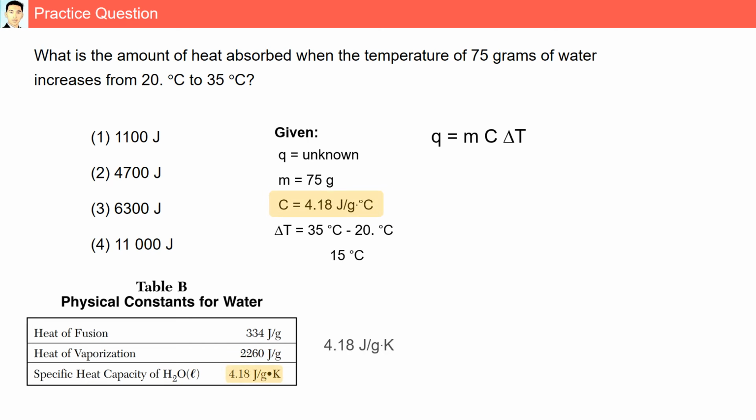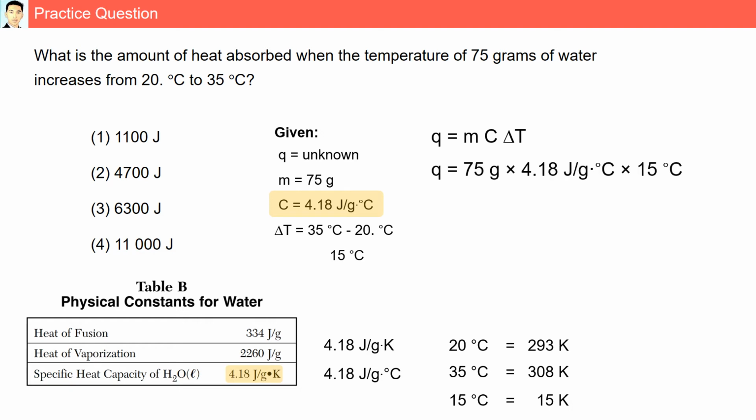We can substitute degrees Kelvin with degrees Celsius because a 15 degree change in Celsius is equivalent to a 15 degrees change in Kelvin. Substituting in our formula, we have the heat as 4,700 joules.